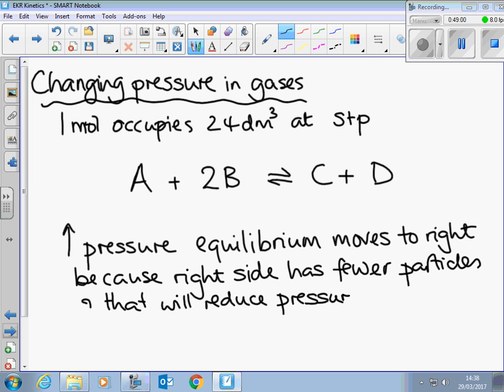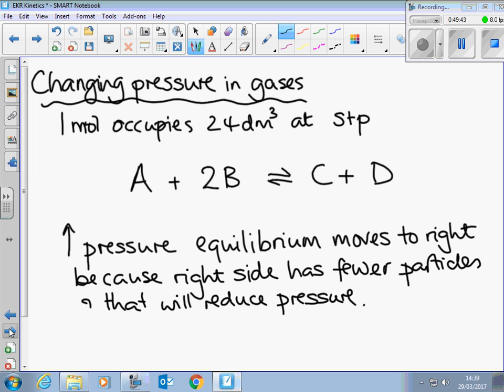So you can fairly obviously, I hope, work out what will happen if we reduce the pressure in the chamber or container or whatever it is. It will try and increase it and push it to the... You increase pressure by pushing it to the left. Yeah? So once you've got the idea, you have to think in your head that gases are a bit different, that the space occupied by 1 mole of gas is constant, that 24 decimeter cubed. So if you've got different numbers of particles on the two sides of the reaction, then it's going to have an impact on the pressure.